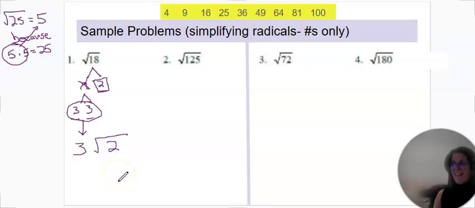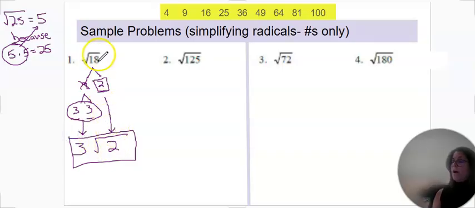And guess what? That's it. So the factoring part, you have to get used to. But pairs come out in front of the radical, and anything that doesn't pair up stays under the radical. This 3 square root 2 is the simplified form of the square root of 18.